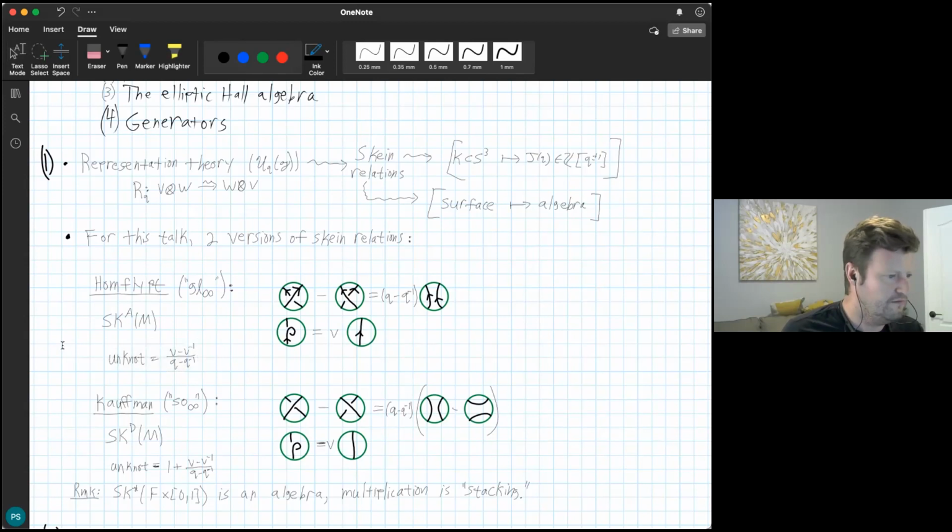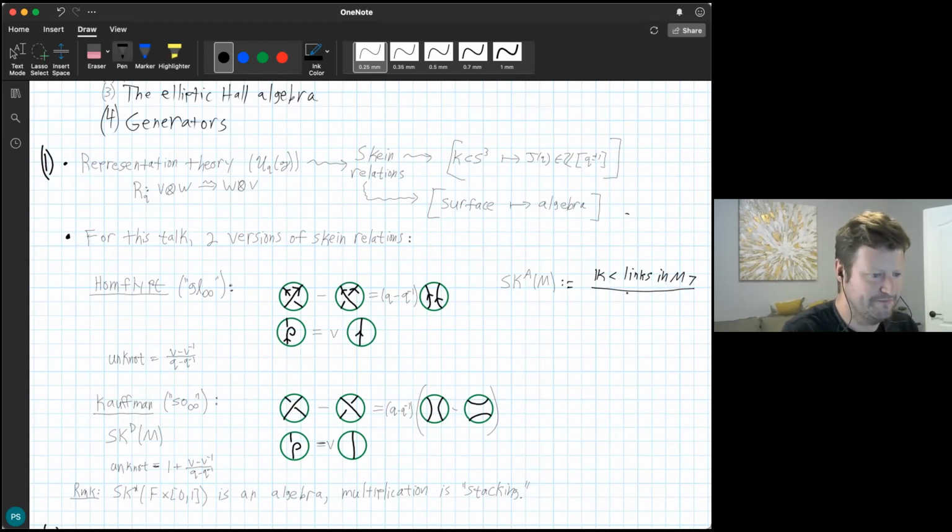Okay. So these relations make sense inside of any oriented three manifold. And so the skein module of a three manifold is just links in M, framed links, modulo the skein relations. So this is just some vector space in general. If M is just S3, then this vector space is one-dimensional, and the image of a knot or link is one of these classical knot polynomials. Well, I guess they're quantum, not classical.